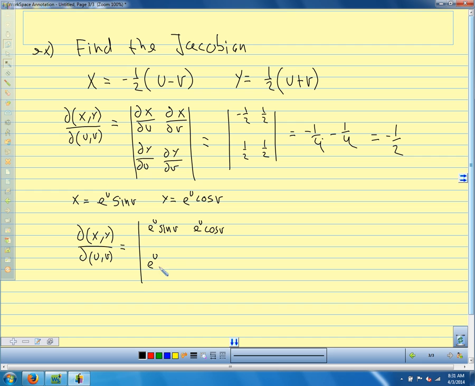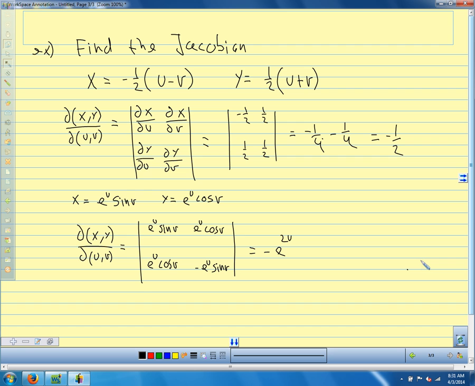e to the u cosine v, there we go. And the partial of y with respect to v is going to be minus e to the u sine v. So we evaluate that determinant: we multiply these two, multiply those two, subtract, and we end up with minus e to the 2u.